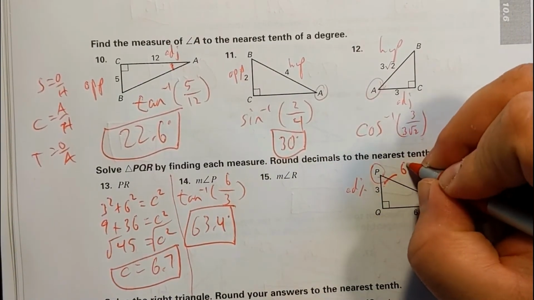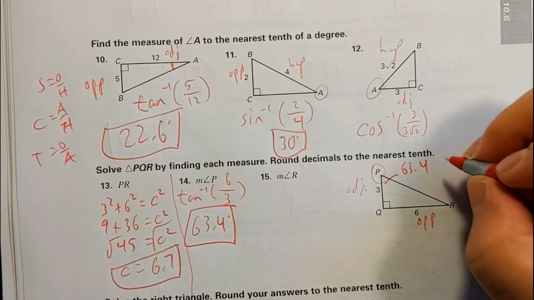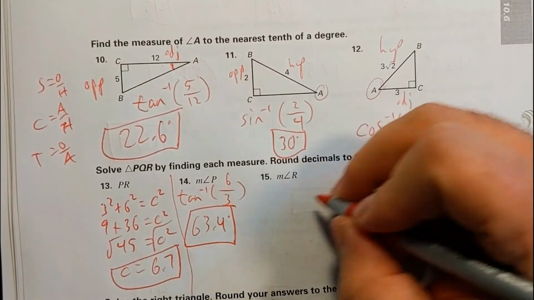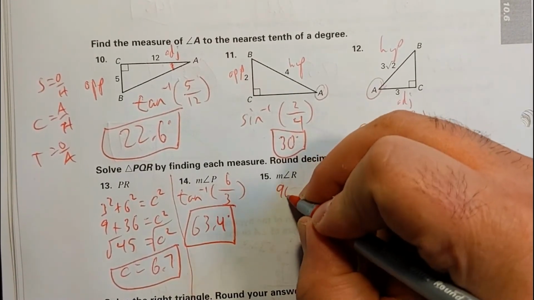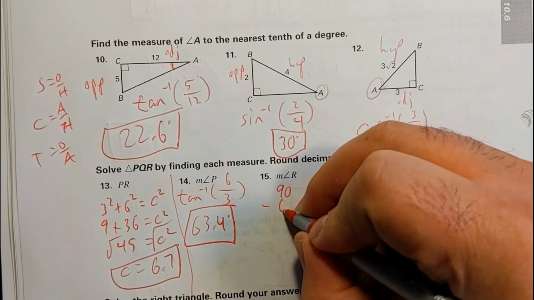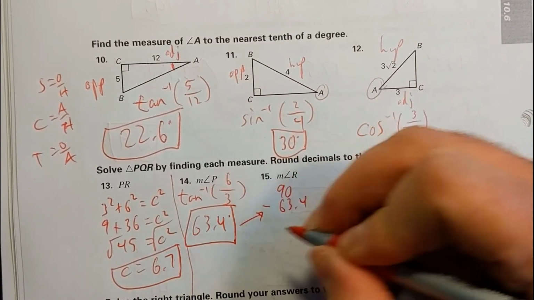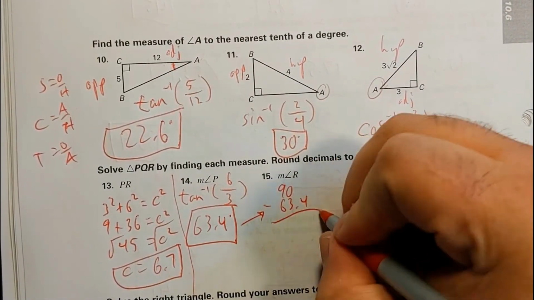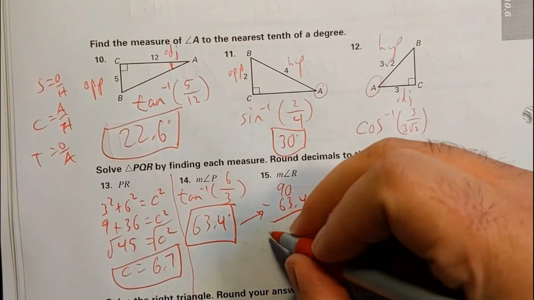And if I know this is 63.4, I don't have to do that process again. I can just do for angle R, the last angle, 90 minus the 63.4 that I got from P, and you get 26.6.